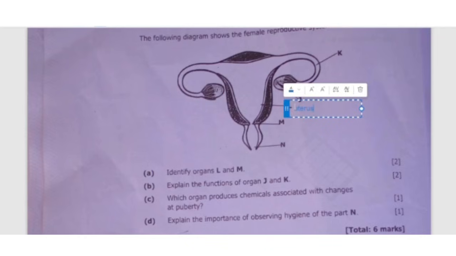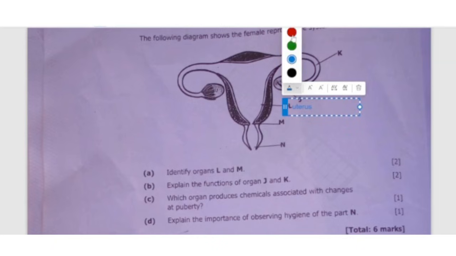Okay, that is uterus, and L is uterus. So I can put it there. I don't know if I should change the color. Maybe red is going to be more vivid.